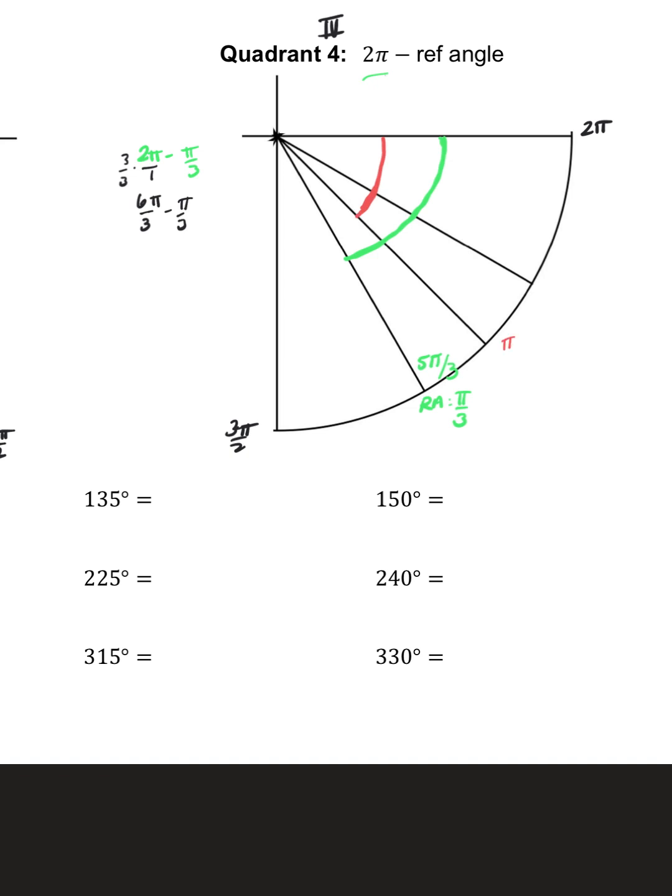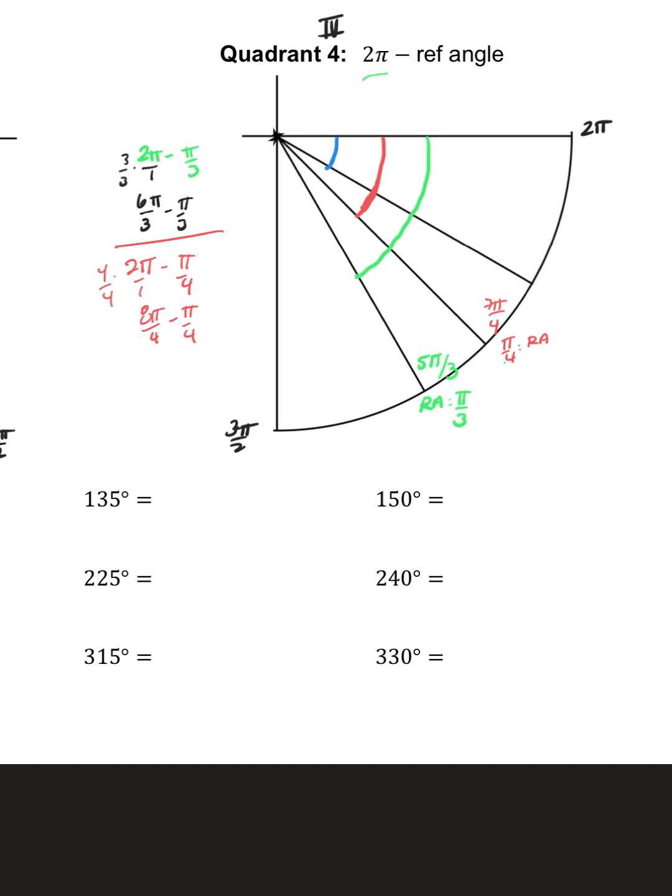Okay, the next one, reference angle from here to here, is pi over 4. So this time I'm going to do 2 pi minus pi over 4. So if I multiply it by 4 and 4, I'll get 8 pi over 4 minus pi over 4, which gives me 7 pi over 4.